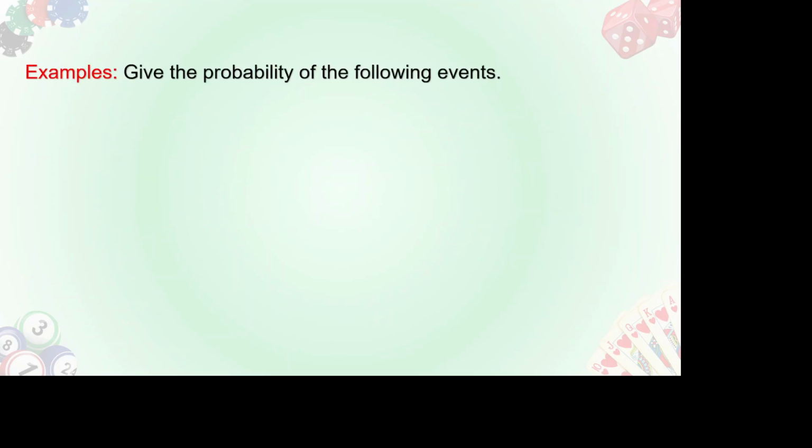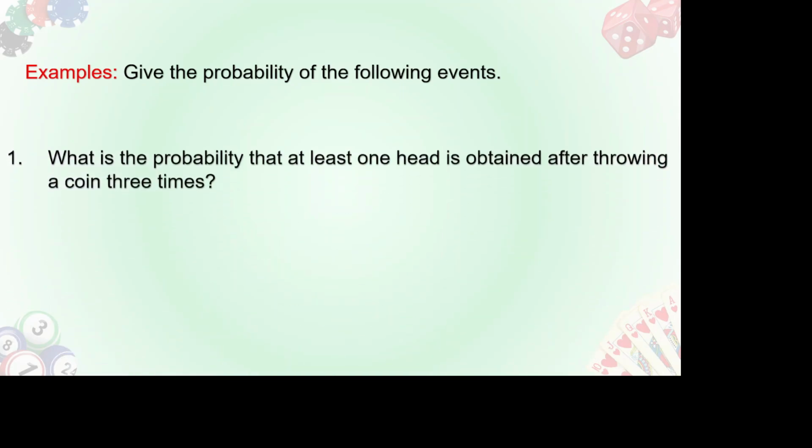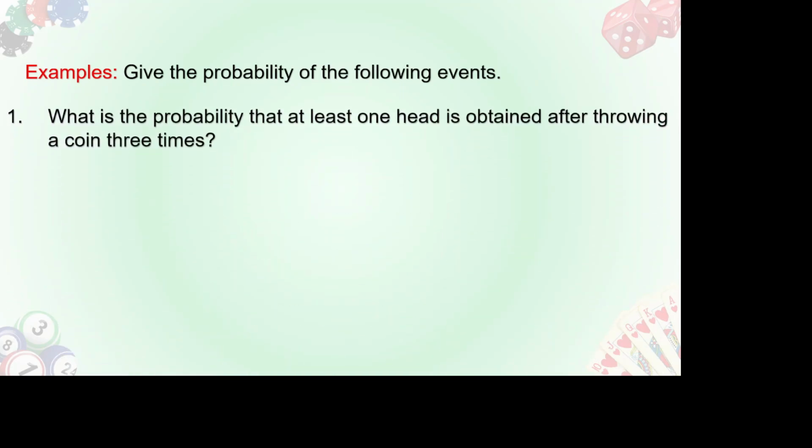Okay. So now I want you to give the probability of the following events. Number one, what is the probability that at least one head is obtained after throwing a coin 3 times? Now, the key here is to logically or critically think how many are the favorable events. Again, favorable events are the outcomes in which we are meeting the category. And the category here is getting at least one head. So, meaning, kahit isang head lang, okay na yon.